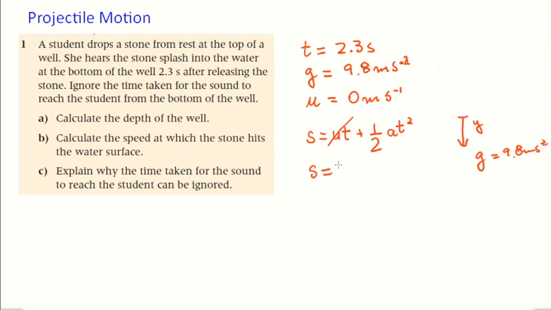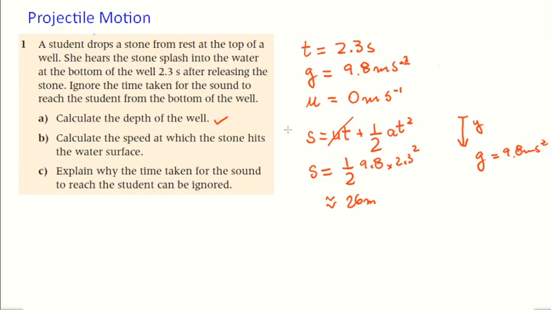So let's see. Our displacement will be half of a, which is 9.8, times the time, 2.3, squared. If we do all of that, we should find this to be approximately 26 meters. This is up to 2 significant figures. So there we go. Hey, we have calculated the depth of the well. Nice. Now calculate the speed at which the stone hits the water surface.